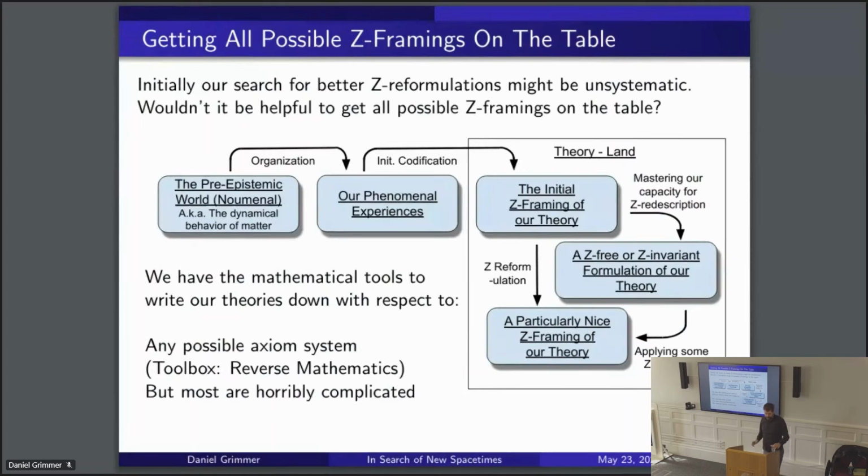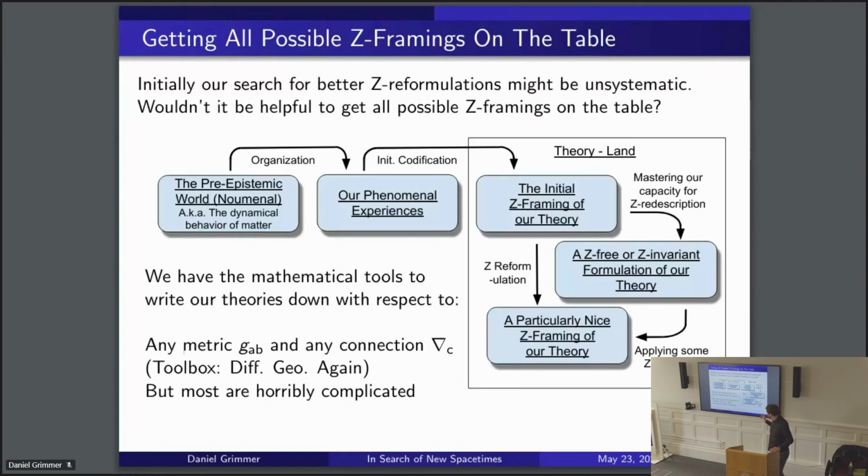This is kind of what theoretical equivalence is trying to explore. And we can use tools from, say, reverse mathematics to show what kind of axioms lead to the kinds of theorems we want. But again, most axiomatizations are tremendously complicated. We can have any metric we like or any connection. Again, we can use differential geometry to redescribe our theories in this very, very wide geometric array. I'll make no promise that any of those are nice, but we have mathematical control over it.